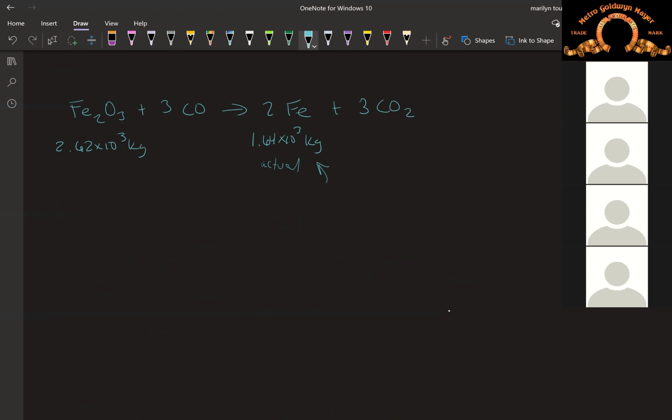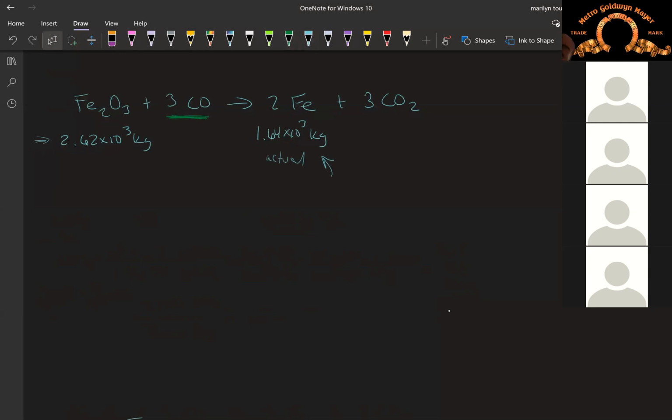So if this is your actual, that means this guy right here is your limiting reagent, because obviously they don't give you any information about the other one. They only give you information about the Fe2O3. So you can assume this guy's your limiting reagent and this guy's your excess reagent. That doesn't matter for this problem. Whatever you get over here will give you your theoretical. Same process as we did before, right? Okay, so let's do it.